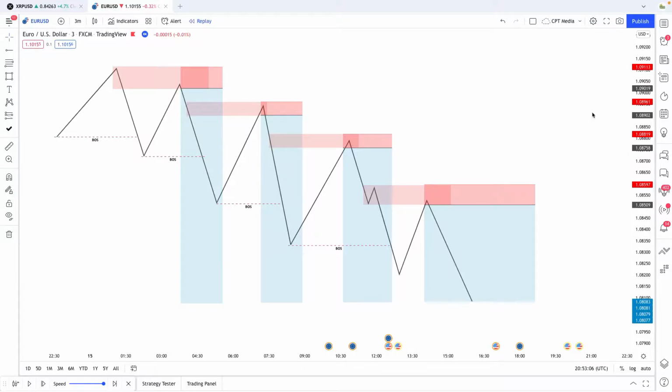But before you do that, watch this video, as there is a lot of value that you will find in here. Now, scaling is the process of adding volume in your position on a single move.